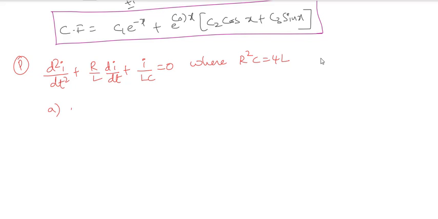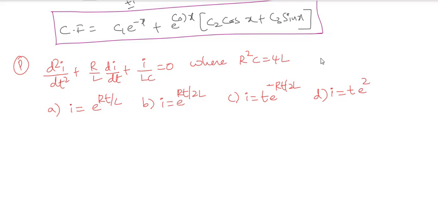They have given the options. Option A: I is equal to e to the power of rt by l. Option B: I is equal to e to the power of rt divided by 2l. Option C: I is equal to e to the power of minus rt divided by 2l. And option D: I is equal to t into e to the power of rt by 2l. So this is the question.